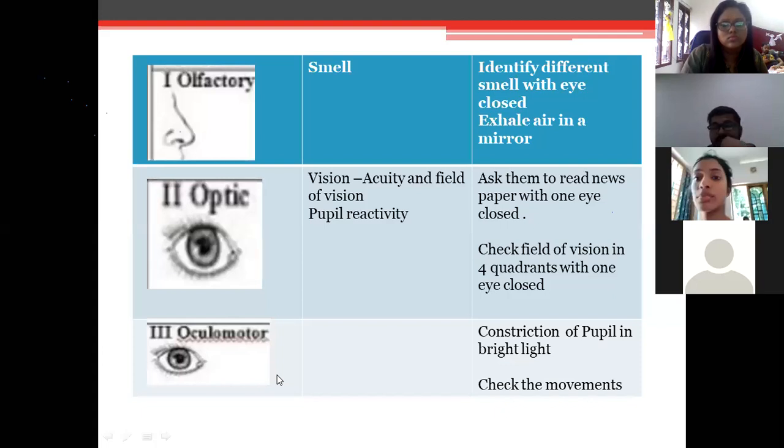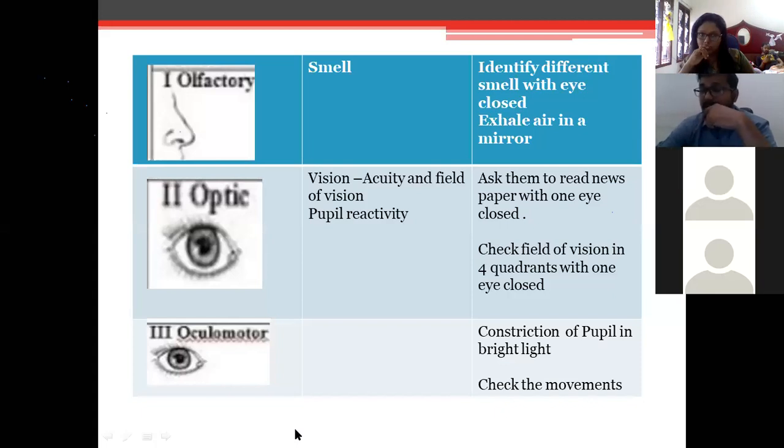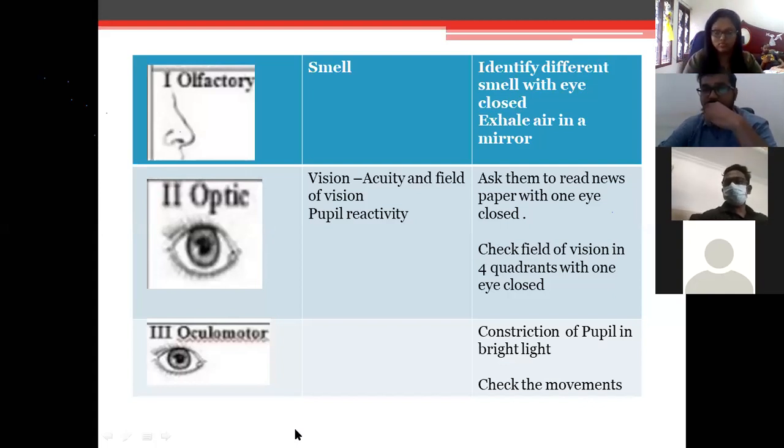And the second, third, and sixth are all together supplying around the eye. So you can check the visual acuity, the field of vision, and the pupil reactivity, the optic, oculomotor, and all those things. For visual acuity, ask the patient to read a newspaper with one eye closed. Don't make them read a whole newspaper; at least one paragraph is more than enough. Let them close one eye and read half a paragraph, and repeat with the other eye.